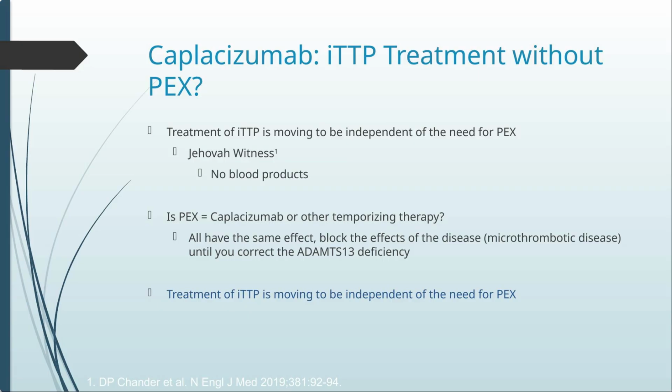So this is the first case report of caplacizumab without plasma exchange that was published in July of 2019. The patient was a previously healthy 63-year-old woman who was a Jehovah's Witness and had presented to the emergency room with spontaneous purpura and no other symptoms. Her hemoglobin was normal, but her platelet count was low at 14,000. The presumptive diagnosis was ITP, and she was initially only treated with steroids.